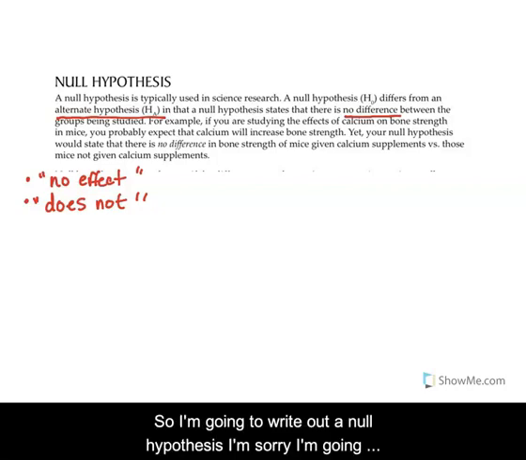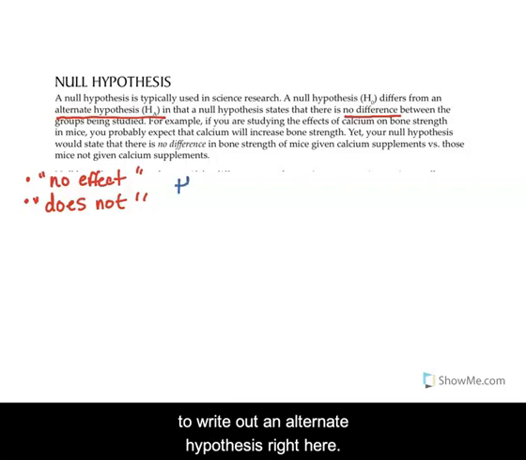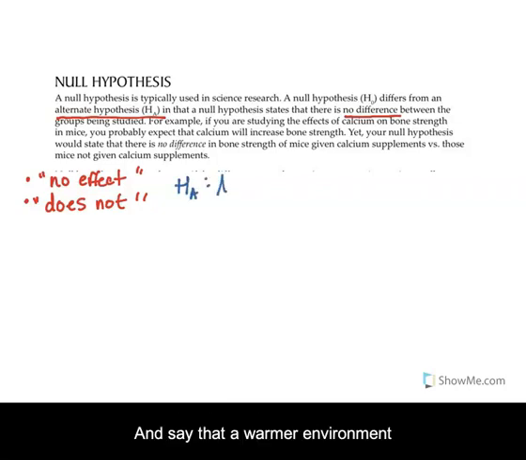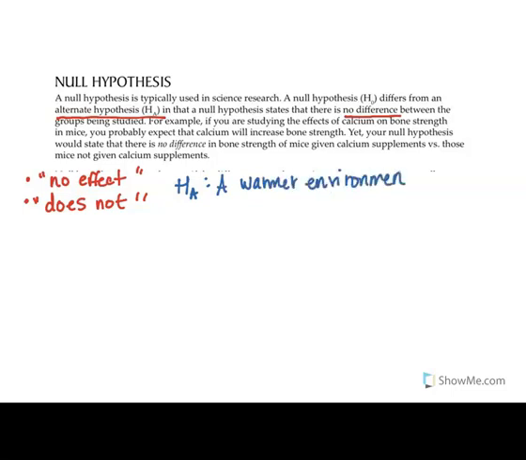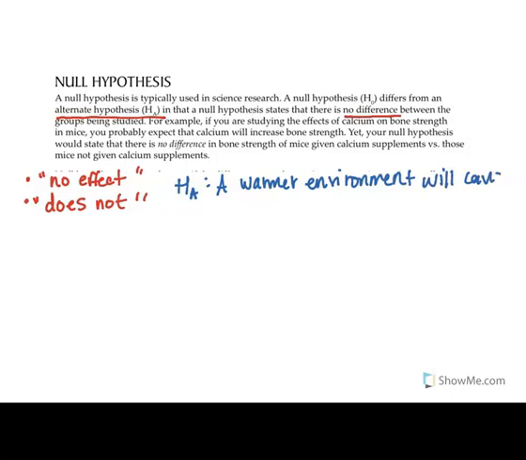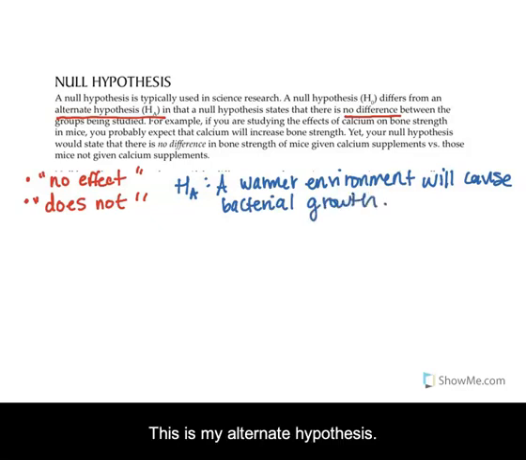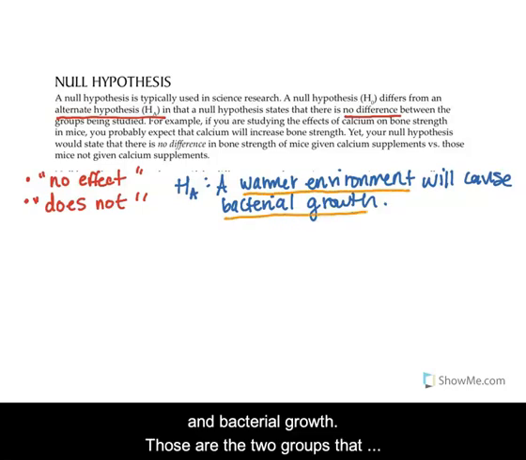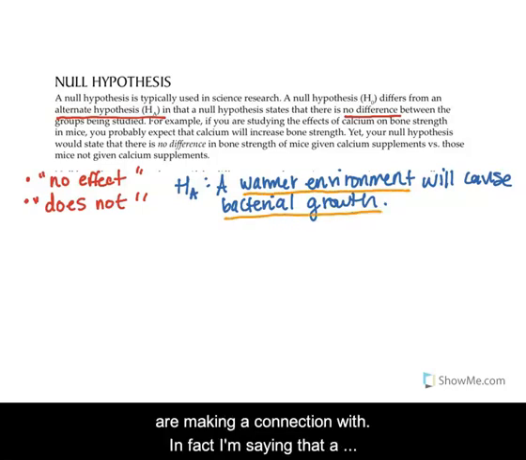Okay, so I'm going to write out a null hypothesis. I'm going to write out an alternate hypothesis right here and say that a warmer environment like we're experiencing right now in California will cause bacterial growth. Okay, this is my alternate hypothesis. I am making the relationship between a warmer environment and bacterial growth. Those are the two groups that I'm making a connection with. In fact, I'm saying that a warmer environment will cause more bacteria to grow.